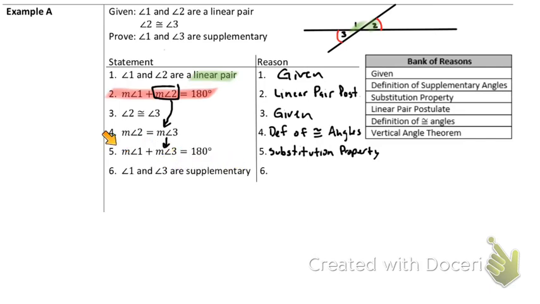And we have the definition, which is this equation. Why can I say this last statement? Because it's the definition of supplementary angles. Again, guys, this takes practice, but what really needs to happen is we've got to get really comfortable with what these things mean and how we can use them in our statements.